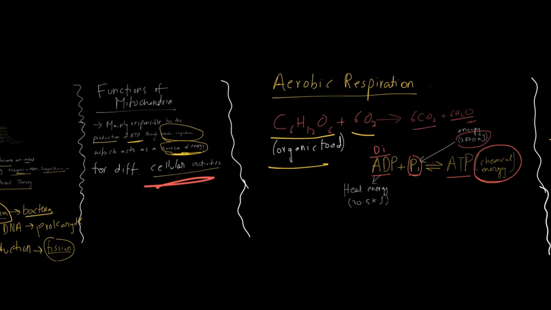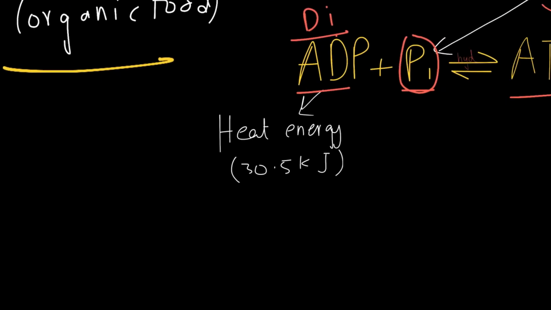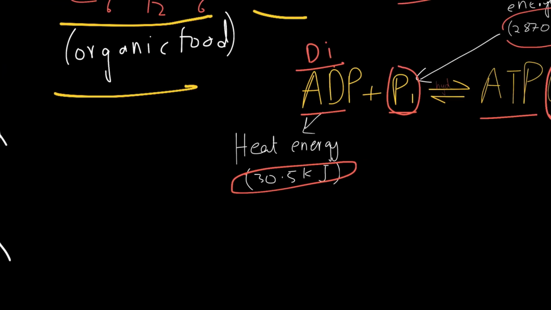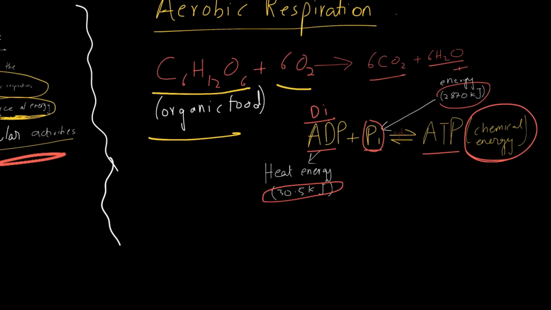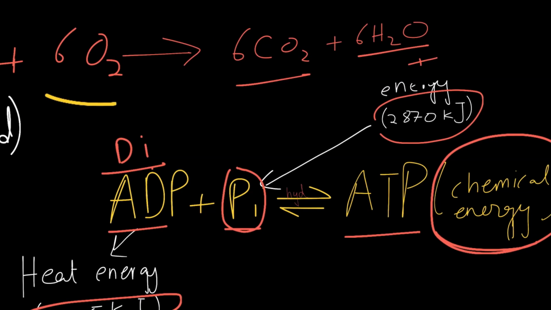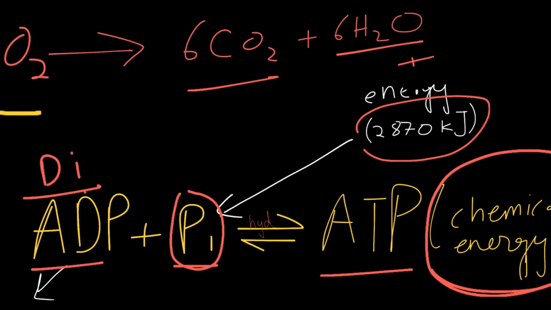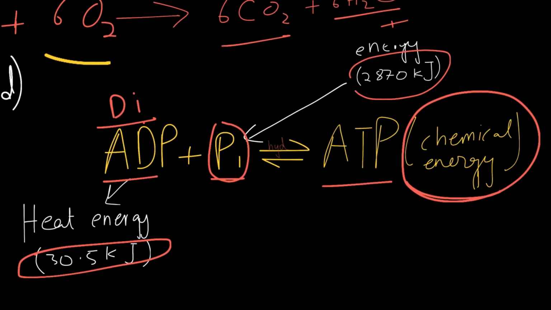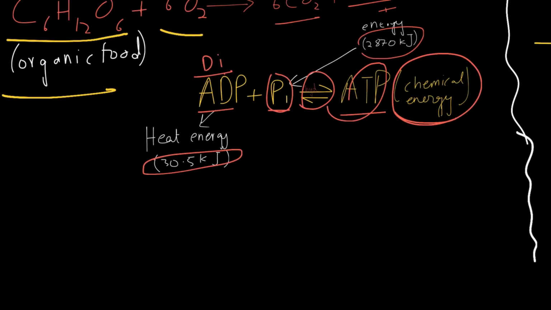So it's the source of energy. And ADP has heat energy worth 30.5 kilojoules. It's not necessary to know these amounts, but it's preferable. So energy is released, and then that energy from ADP and pi gets converted into ATP through hydrolysis, right?